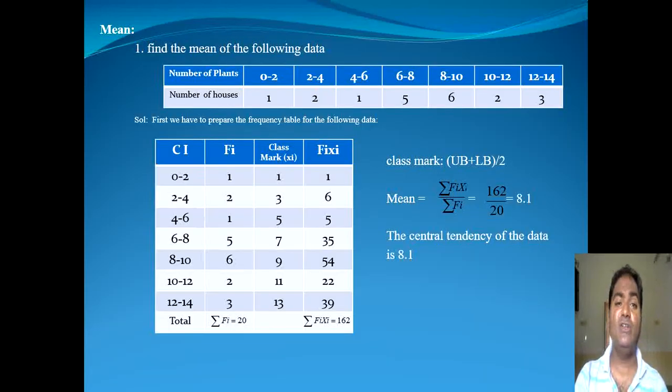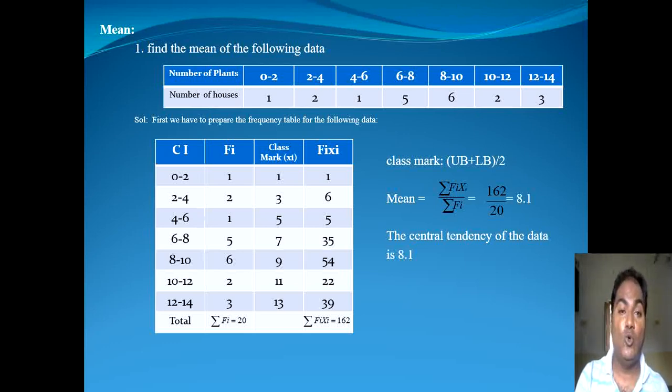Now the first question: finding the mean of the following data. I have taken number of plants and number of houses. 0 to 2 plants are in one house, 2 to 4 are in 2, and in that way 4 to 6, 6 to 8, 8 to 10, 10 to 12. I have given the following table and prepared the frequency table for it. And what are the requirements? We have already discussed. The requirements are class mark, that is the mid values, and fi into xi.